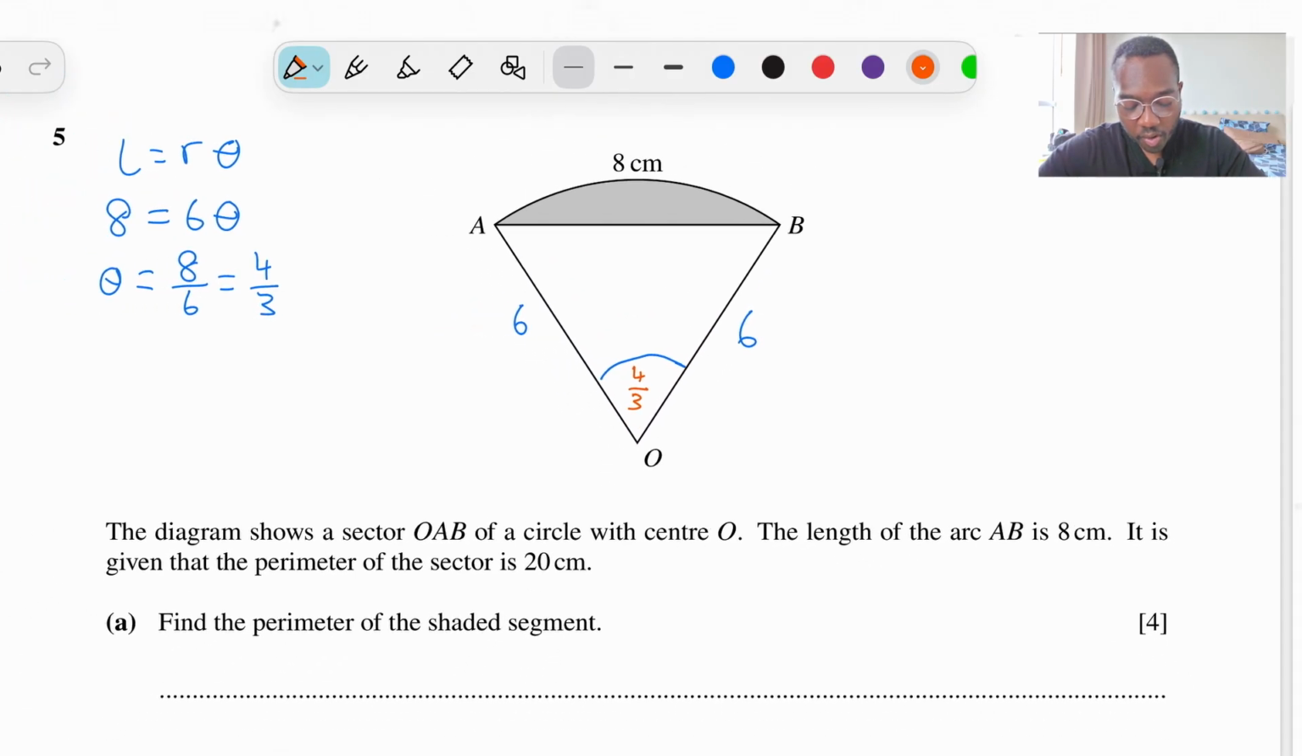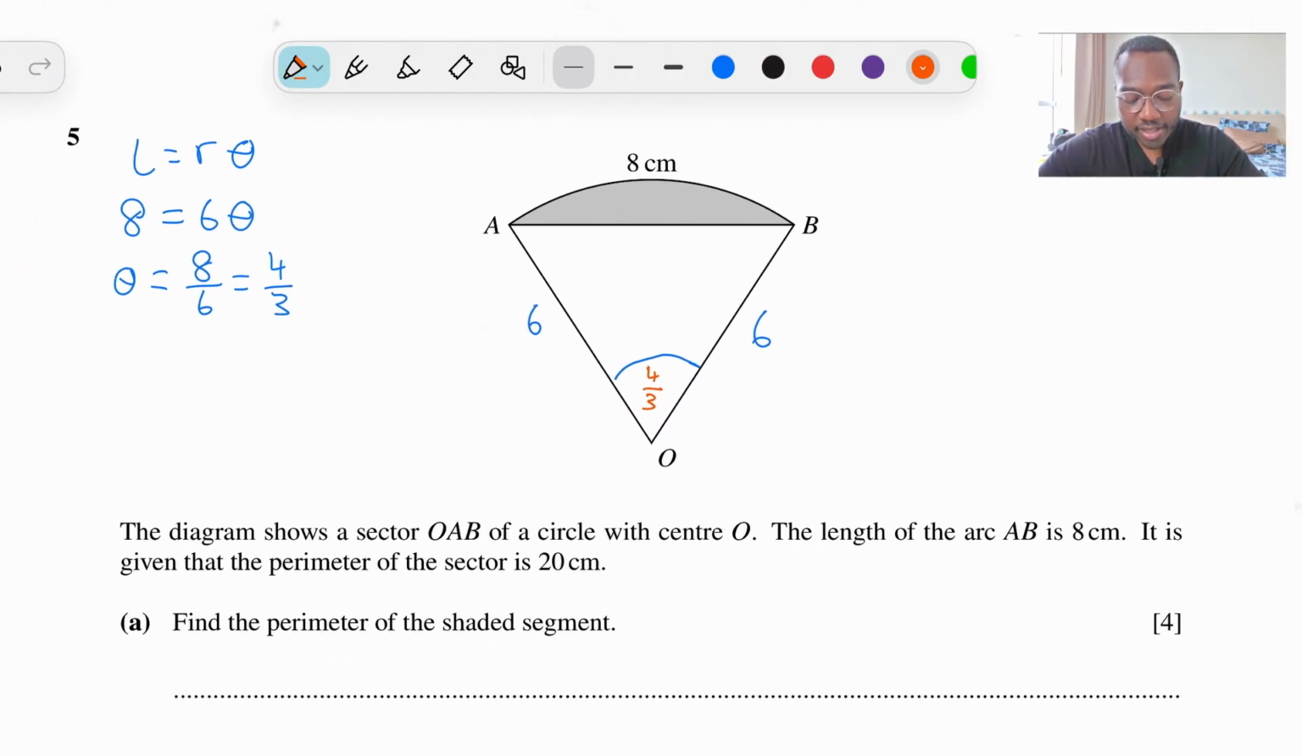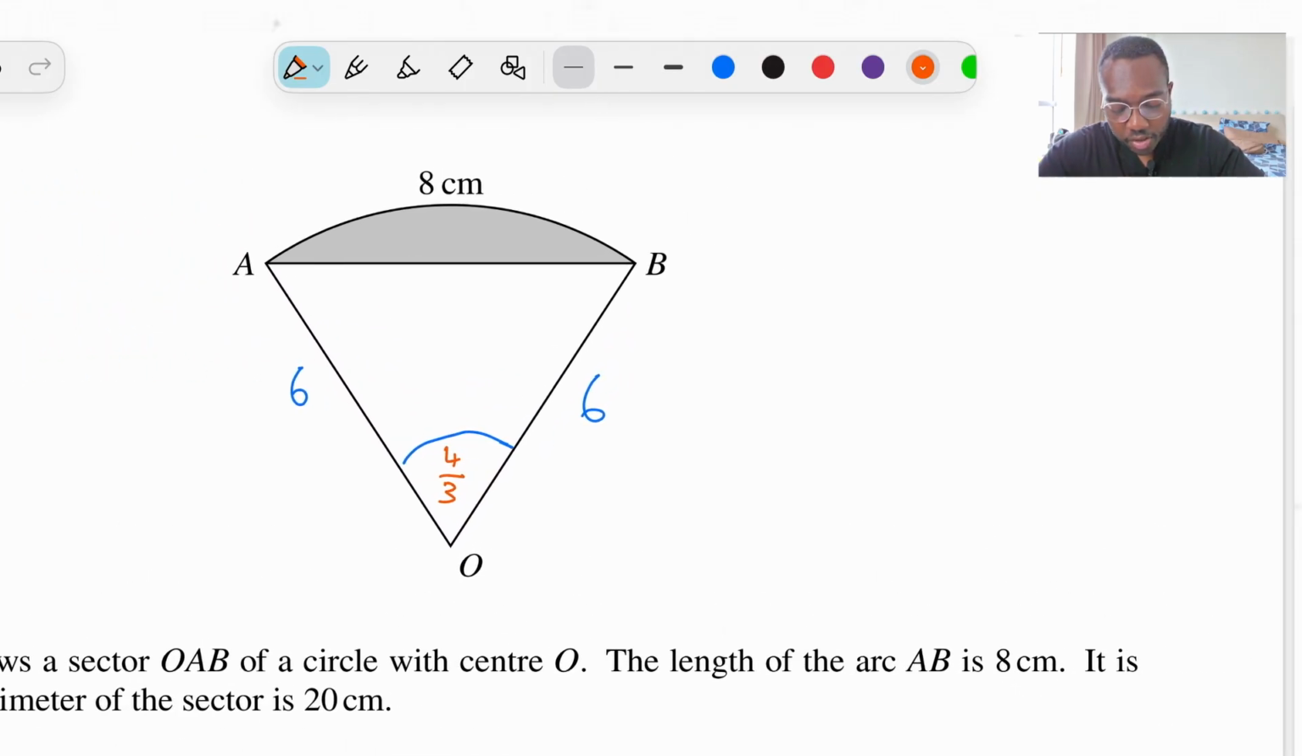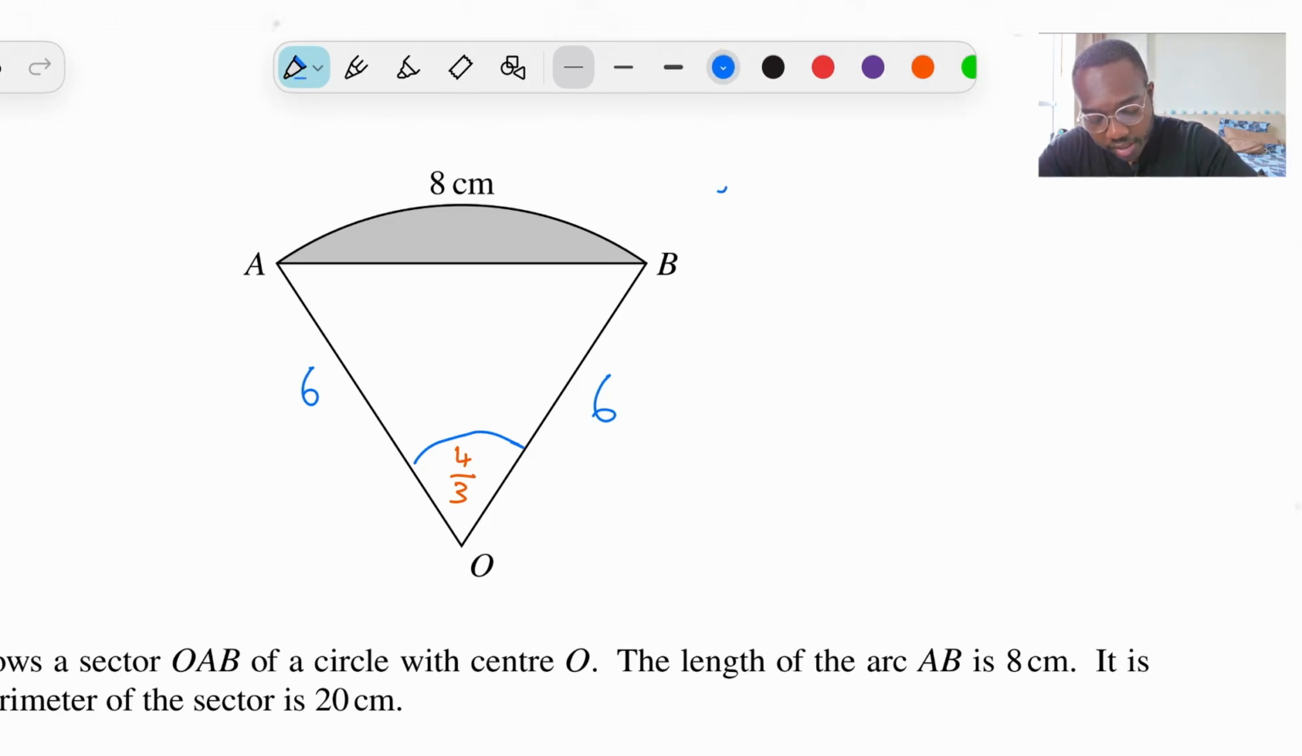So if we know all of this, we have two sides and an included angle. We can use the cosine rule to work out what line AB is. So the cosine rule is a squared is equal to b squared plus c squared minus 2bc cos A. Here we go. Now that we know this, we can just use what we've got, because we have two sides and the included angle. We can work out what that is.